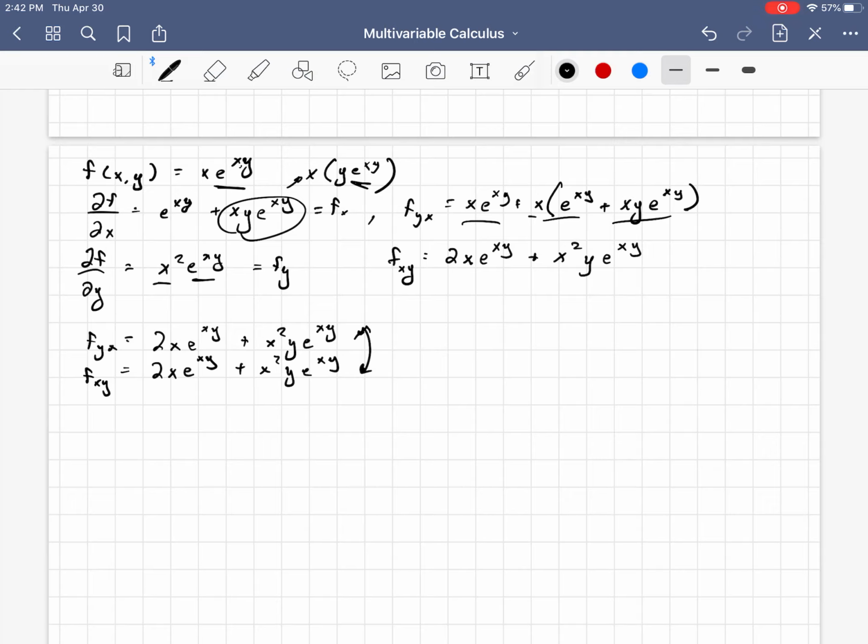And I knew that they would be the same because exponentials times polynomials are continuous on a disk of radius, quote, infinity. In other words, they're continuous for all values of x and y. And so therefore, by Clairaut's theorem, they would be the same. So I'm really just verifying Clairaut's theorem here.